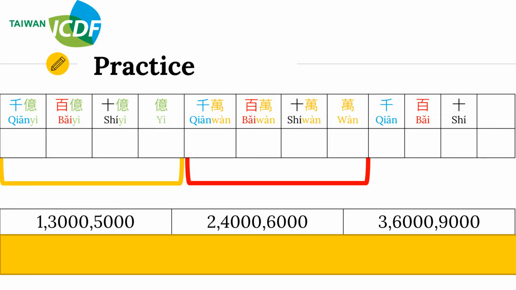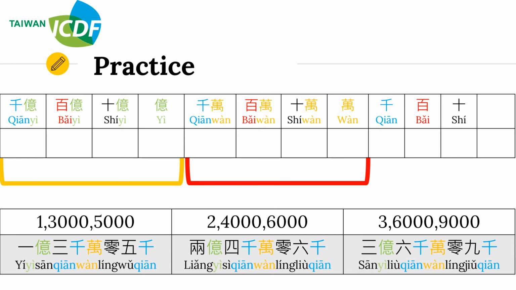Let's do some practices together. There are several numbers below. Please transcribe them into Mandarin. You could pause this video first if you need more time. The answers are 1亿3千万零5千, 2亿4千万零6千, 3亿6千万零9千.